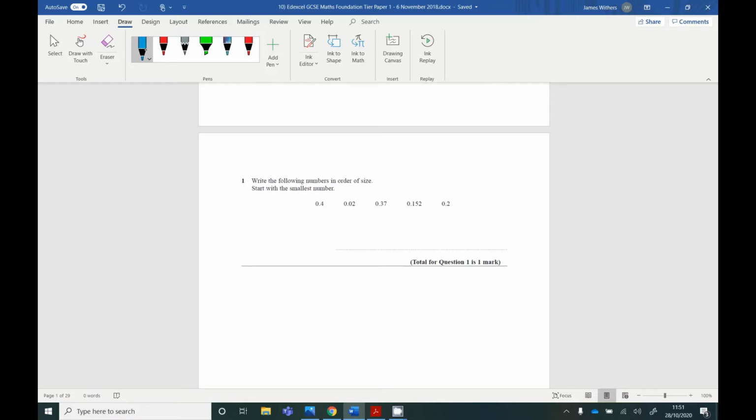So look at the tenths column and you can see this number has got a 0 in the tenths column, so that's the smallest number. We'll just cross it out so you don't miss any out. Then the next smallest number with a 1 in the tenths column is 0.152. Then again focusing on the tenths column, 0.2, then 0.37 because that's got a 3 in the tenths column, then finally 0.4.